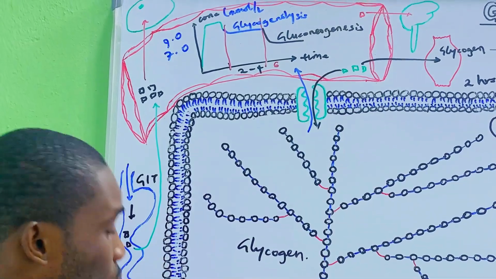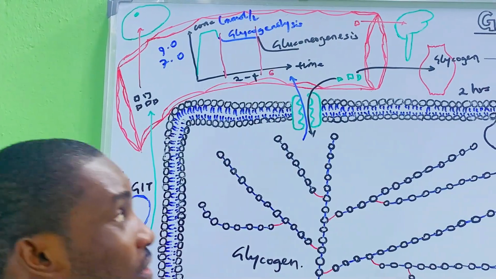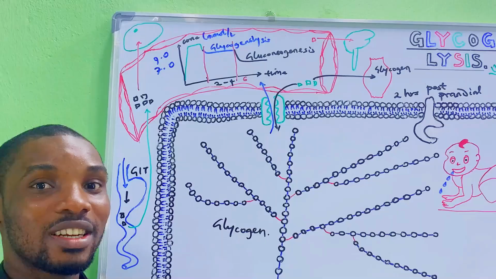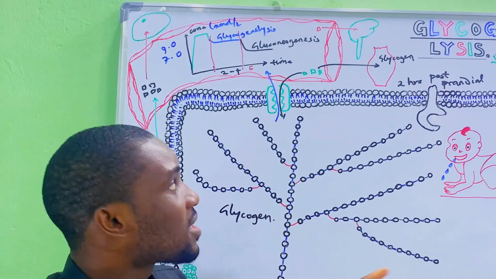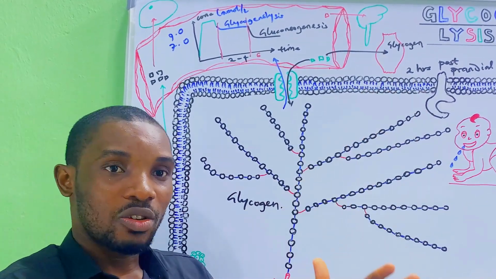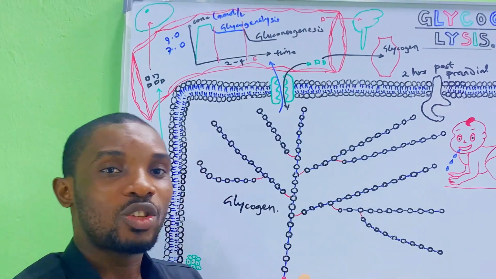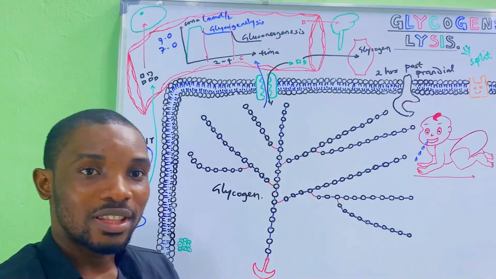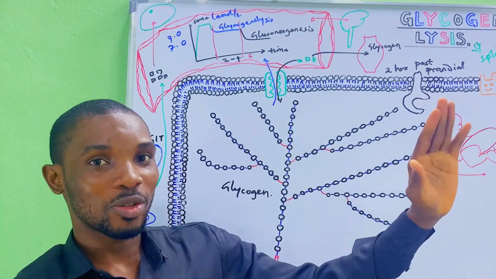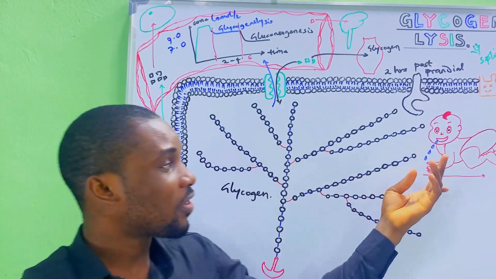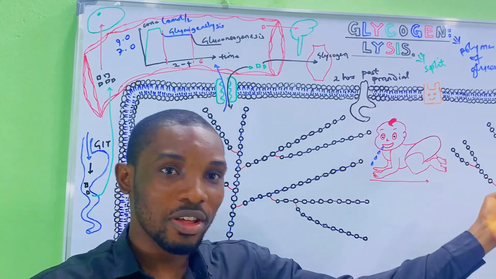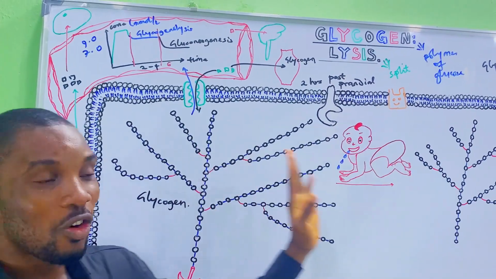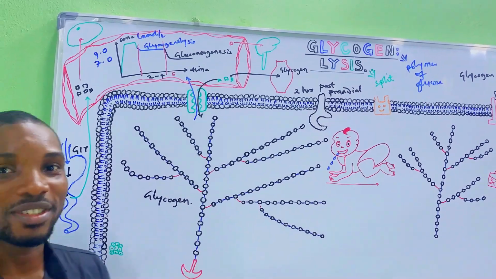Today we would see how the liver and the muscle carry out glycogenolysis. The difference is that the muscle breaks down the glycogen to a certain point and then doesn't push it into the blood, while the liver breaks it down to glucose and then pushes it into the blood. So this baby over here and his mother are responsible for glycogenolysis. We'll see how they carry it out.